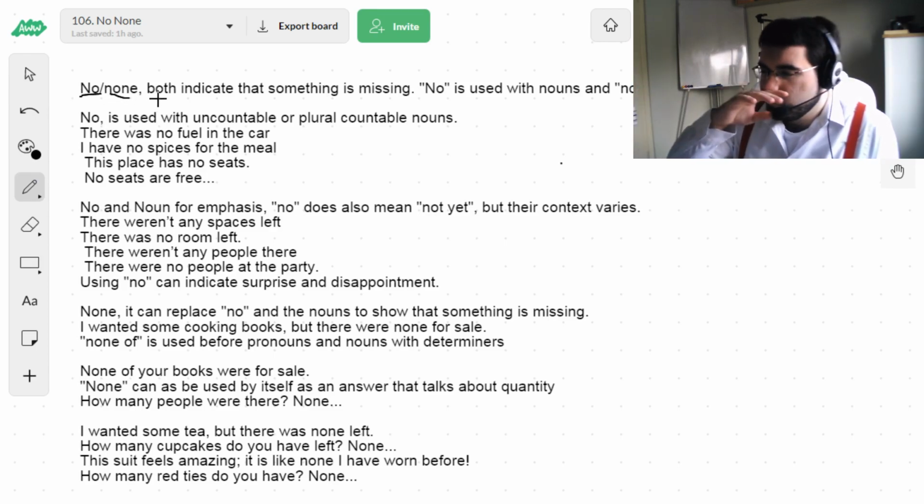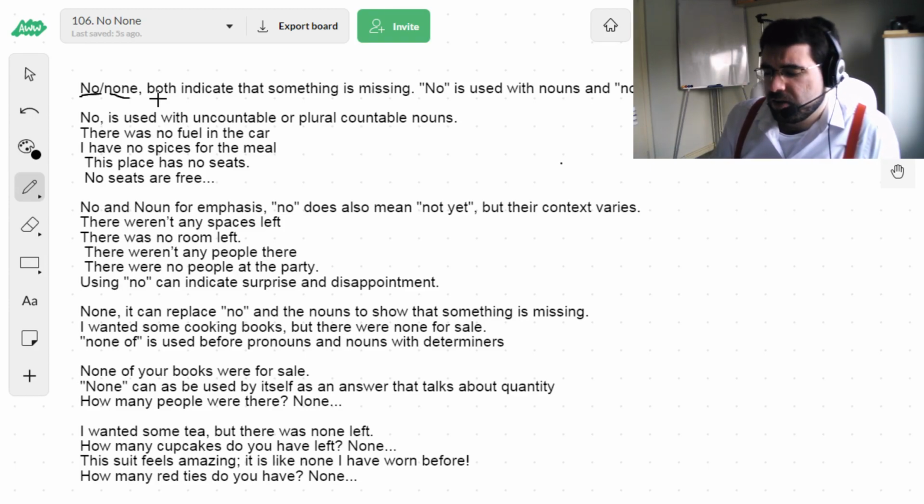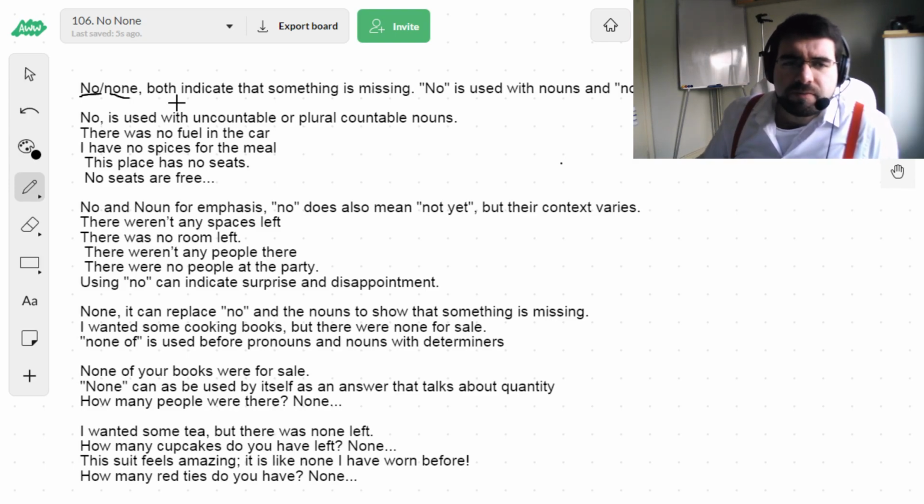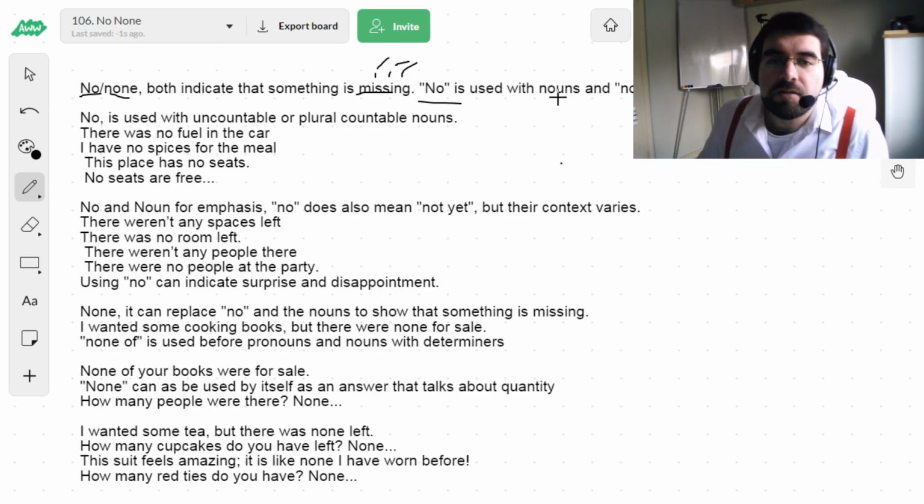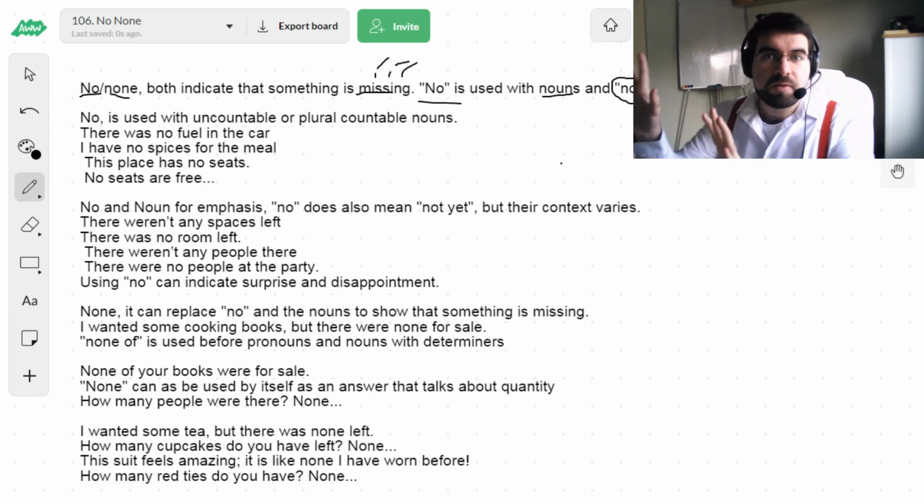Today, let's look at no and non. What do they mean? What are they talking about, and how do you use them in English? Real good question. Both of them indicate that something is missing. Something's gone. Something is not here. Where is it? Or absent. It's vanished. No is used with nouns, and non replaces the noun.